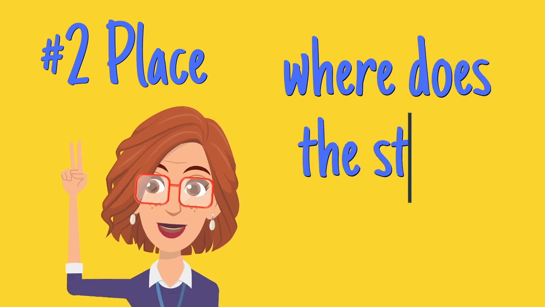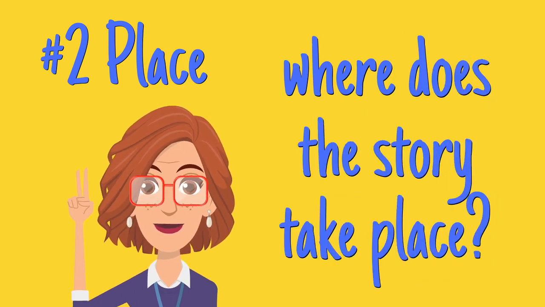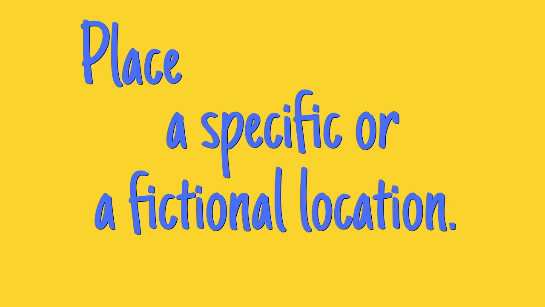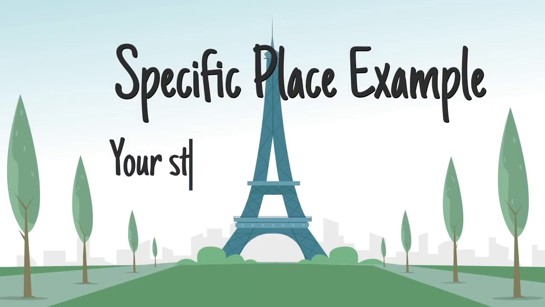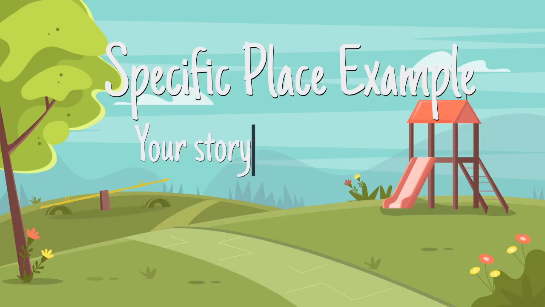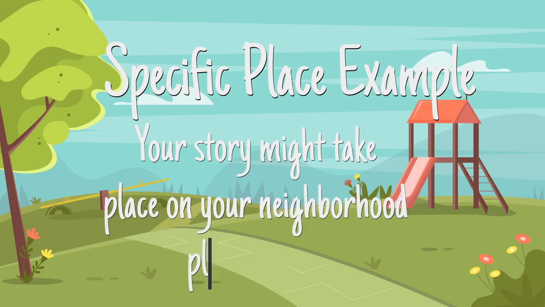The second element of setting is place. Where do the events of your story happen? Your story might take place in a specific location or even a fictional location. An example of a specific location is that your story might take place in Paris, France. Your story might also specifically take place in a playground in your neighborhood.